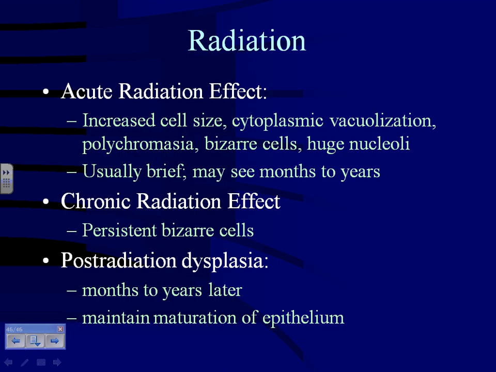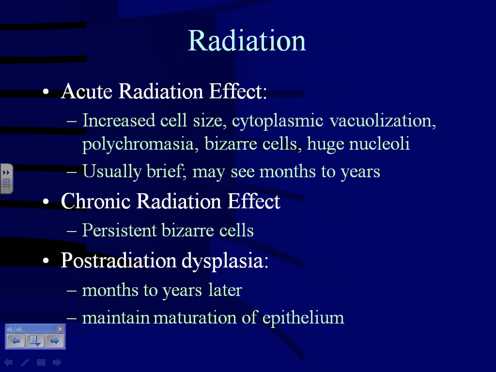And radiation effect, again, we're going to talk more about this at the end of Module 8. But radiation can cause a number of changes, and it also depends upon whether it's an acute stage or a chronic stage, or whether it's many years after a patient received radiation. But acute radiation effect, the cells tend to become quite large, so you get increased cell size, vacuoles in the cytoplasm, vacuoles in the nuclei too, polychromasia, bizarre cells, and huge nucleoli. These are highly regenerative changes, okay? But the acute changes are usually brief.